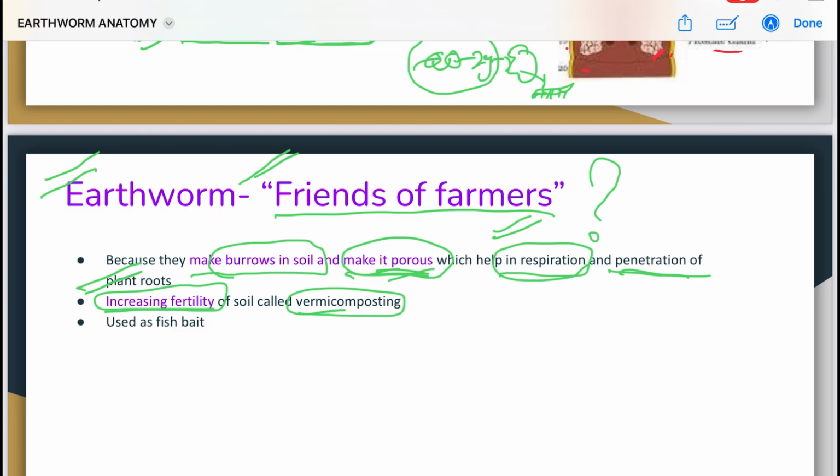The earthworm is also used as a fish bait to attract fish for eating.